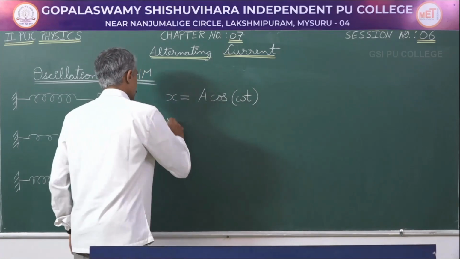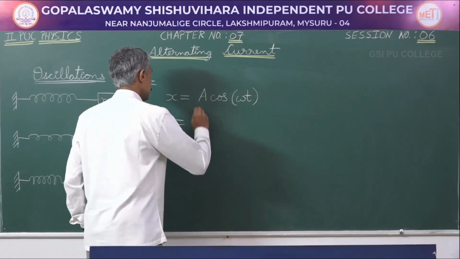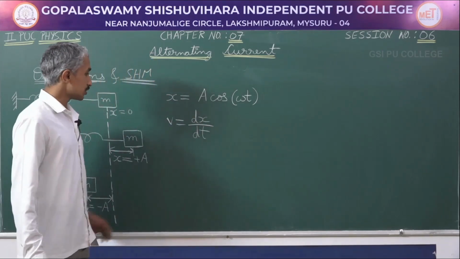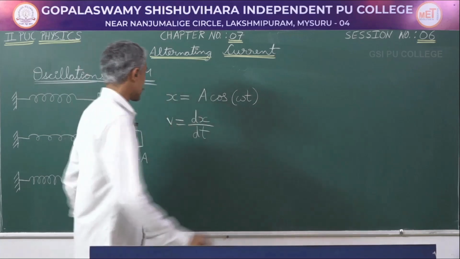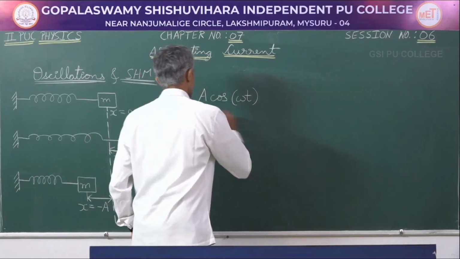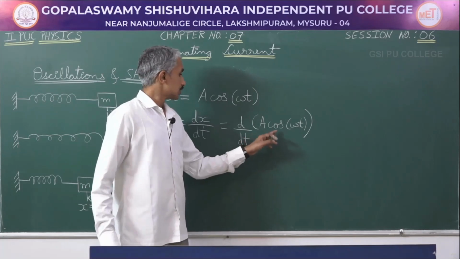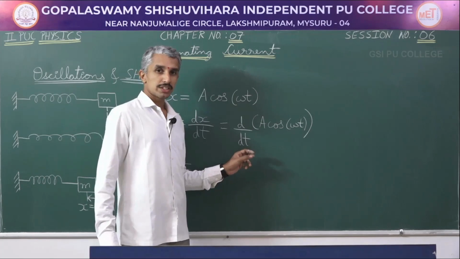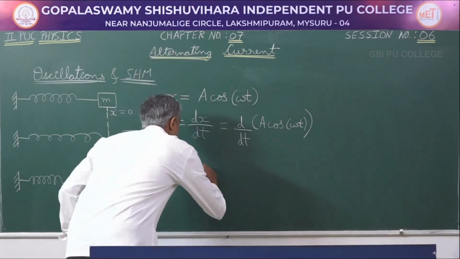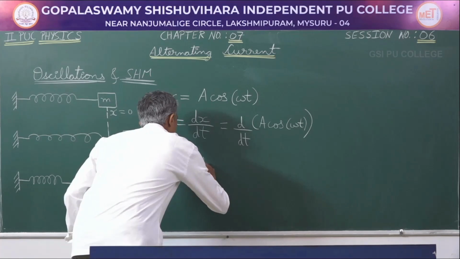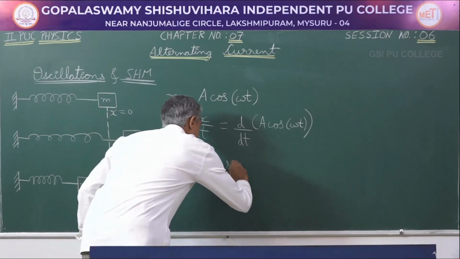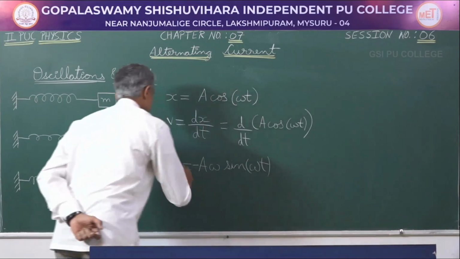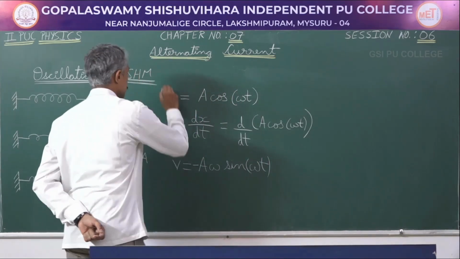Next, let me think of velocity. Velocity is rate of change of position or rate of displacement. So, if I differentiate this, a is a constant, differentiation of cos omega t gives me minus omega into sin omega t. Therefore, this will finally give me minus a into omega sin omega t. So, this is velocity.